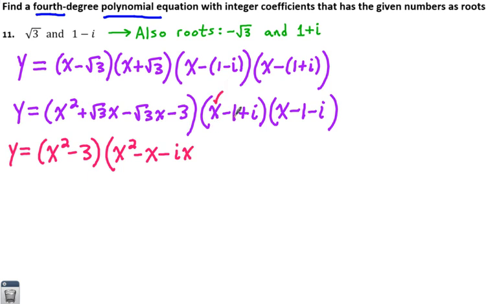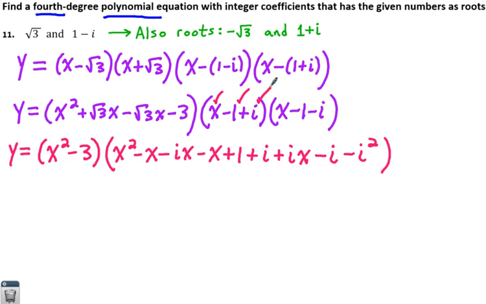So that's what I got, distributing the x. Now I got to distribute the negative 1. Negative x plus 1 plus i. So I just distributed that. Now I got to distribute the i. Plus ix minus 1i minus i squared.